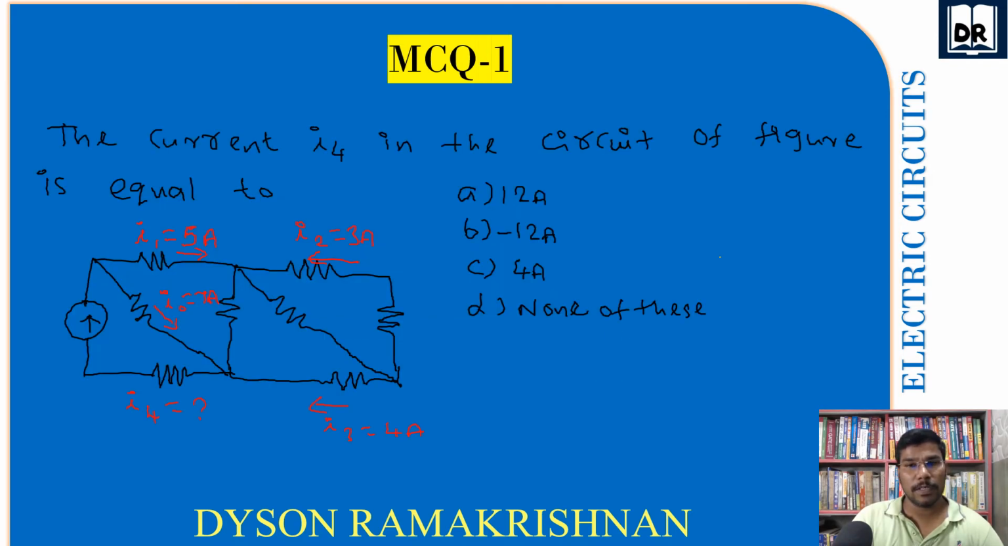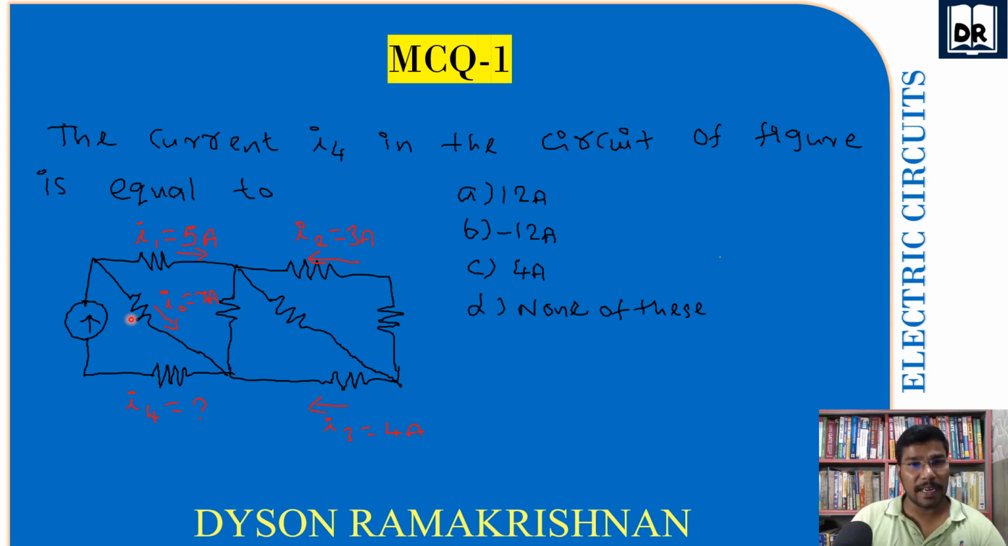Next we are going to discuss one MCQ, and the question given is: the current I4 in the circuit of the figure is equal to what? That is, they are asking for the value of current I4. They have given I1 equal to 5 ampere, I0 equal to 7 ampere, I2 equal to 3 ampere and I3 equal to 4 ampere. The options given are option A 12 ampere, option B minus 12 ampere, option C 4 ampere, and option D none of these. For this we have to calculate I4.